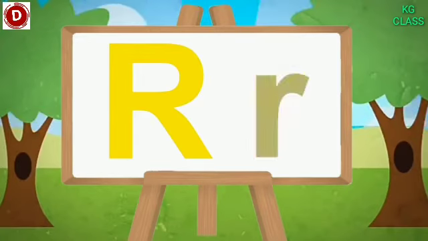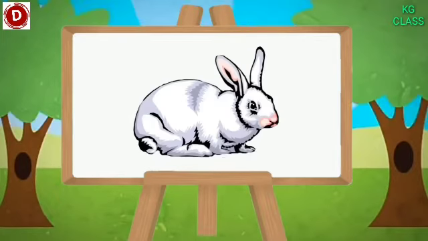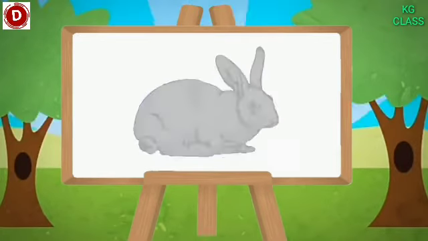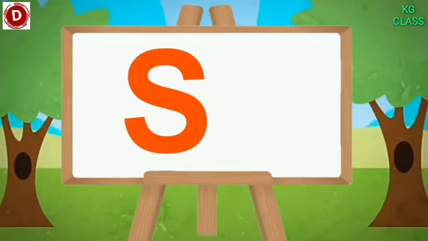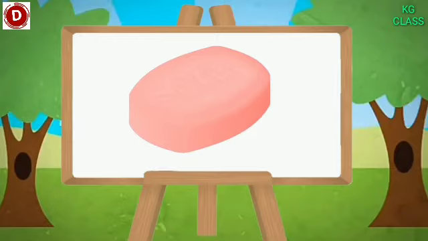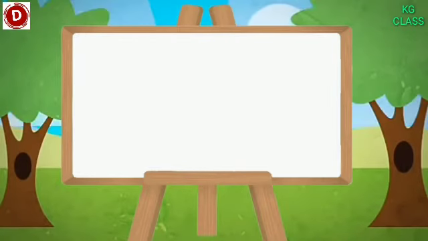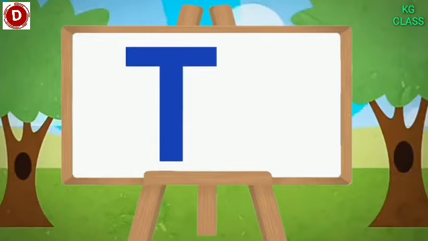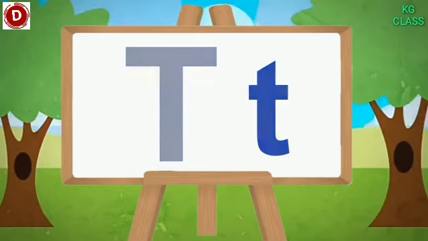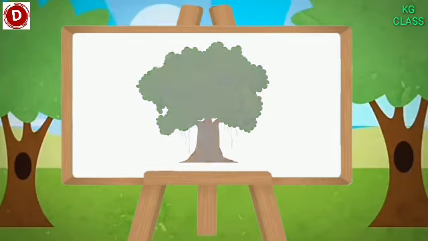Children, this is capital R and here comes small r. R for ribbon and R for rabbit. This is capital S and small s. S for soap, S for sunflower. Capital T and small t. T for table and T for tree.